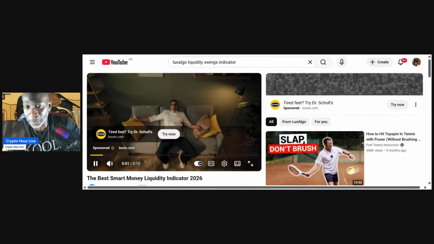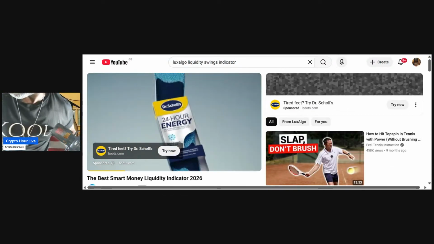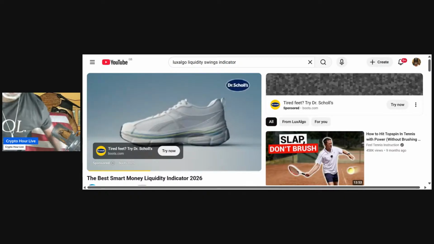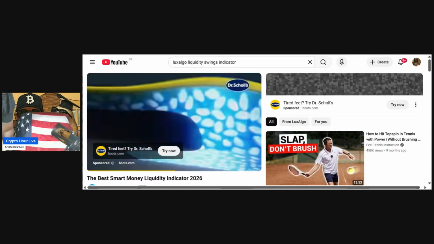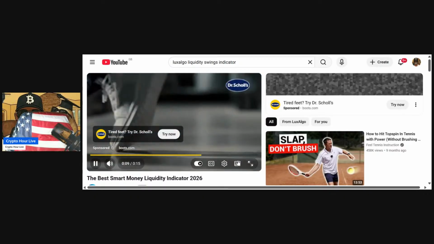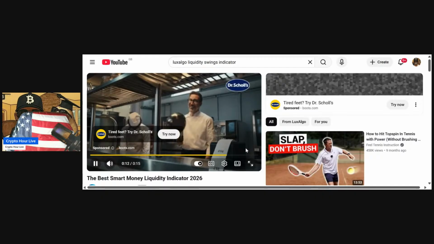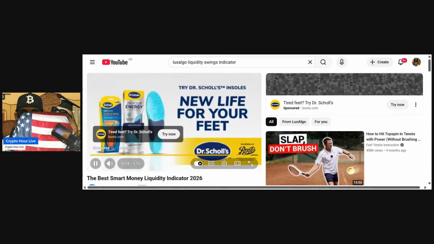My feet are killing me, guys. But they don't have to. Dr. Scholl's 24-hour energy insoles with boosting beads that take the pressure off for all-day comfort and energy-boosting support. Not killing me. Dr. Scholl's, new life for your feet.